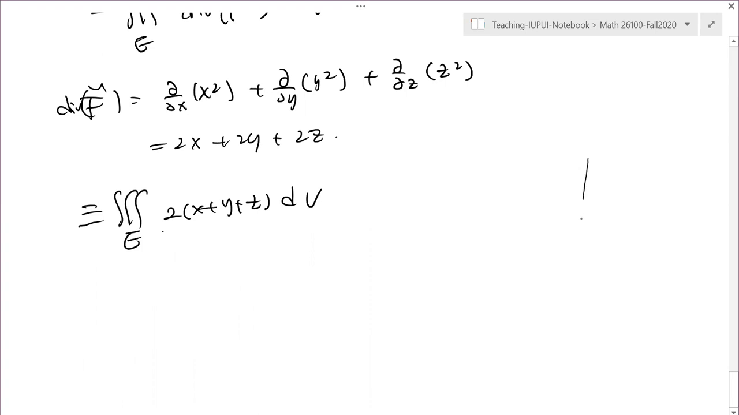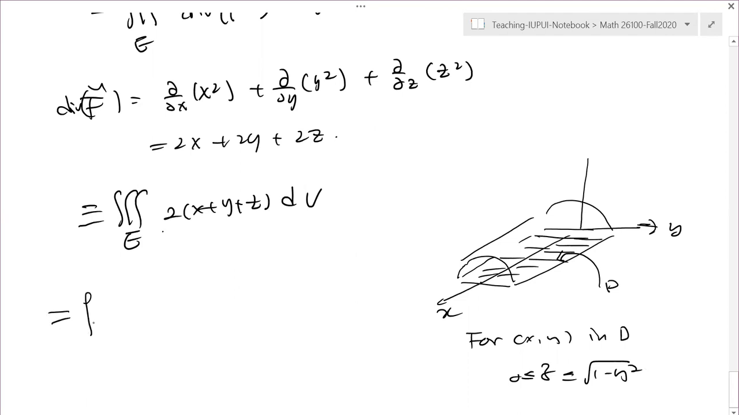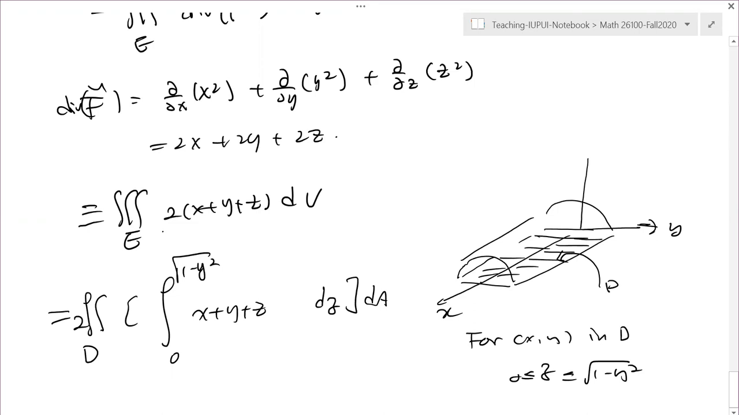So what I'm going to do is, okay, so this is a D I'm talking about, okay? So this is a D in the XY plane, right? So for every point X and Y in D, okay? And we know that Z is between 0 and the square root of 1 minus Y squared. Okay, so this triple integral can be written as a double integral over D, okay? And that is dA, right? And here is a single integral in Z, okay? So that is from 0 to the square root of 1 minus Y squared of X plus Y plus Z, and twice of that, okay?